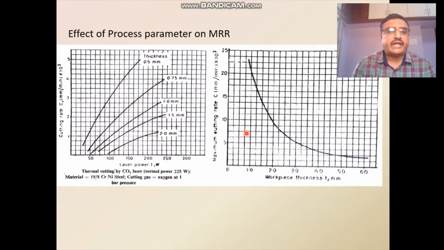There are some process parameters, that is cutting speed or MRR. When laser power is increased, it will increase the cutting rate. For different thicknesses, different curves are represented.